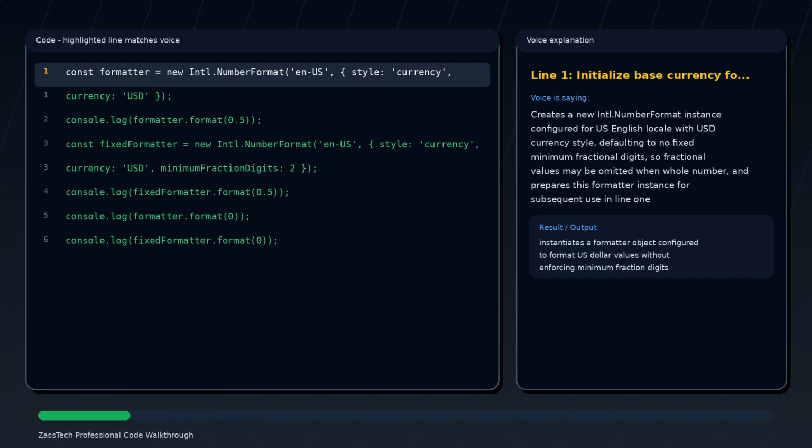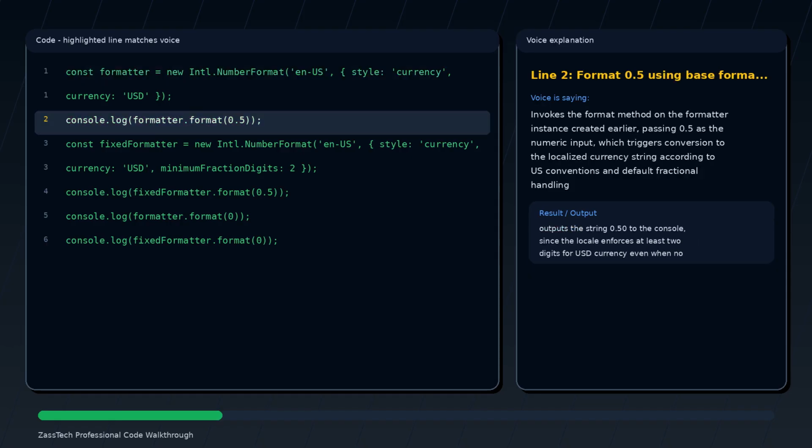Creates a new international number format instance configured for US English locale with USD currency style, defaulting to no fixed minimum fractional digits, so fractional values may be omitted when whole number, and prepares this formatter instance for subsequent use in line 1. Invokes the format method on the formatter instance created earlier, passing 0.5 as the numeric input, which triggers conversion to the localized currency string according to US conventions and default fractional handling.